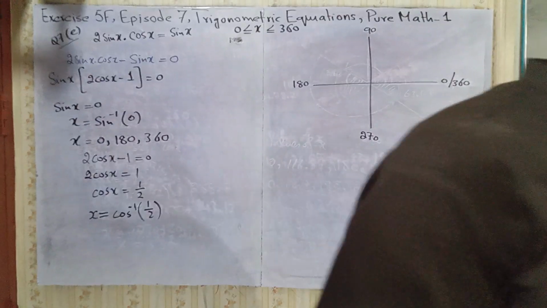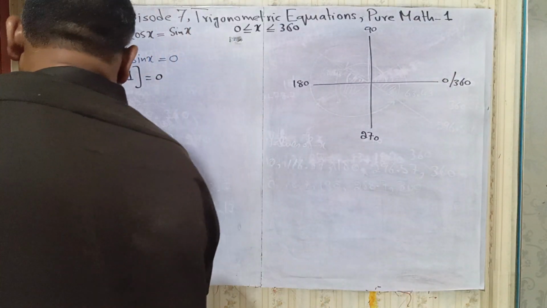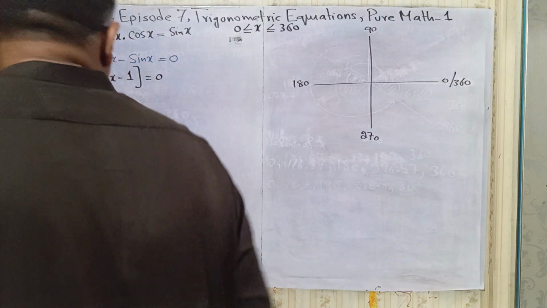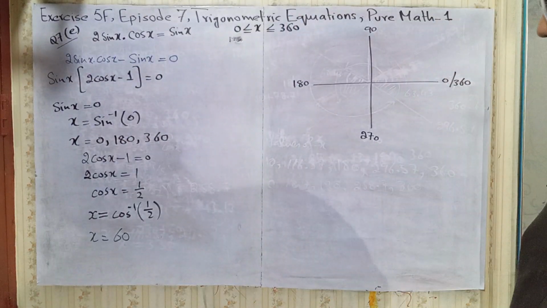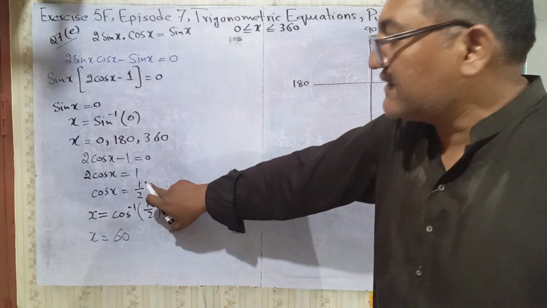Now we will use our calculator. The calculator must be set in degrees. So we will have shift cos, 1 divided by 2, bracket close, equals, and that is 60. So when I did the cos inverse, the x value is equal to 60. Now I will show this on the diagram. The base angle is 60, because cos x is positive.